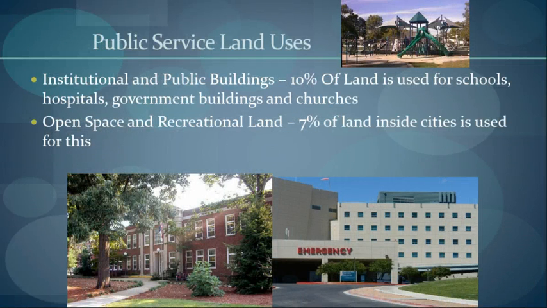Now, public service land use. This is going to be your institutional and public buildings. They take about 10% of the land, and that's going to include schools, hospitals, government buildings, and churches. And then open space and recreation land, this is like parks and stuff. And that's going to be about 7% of land inside cities.